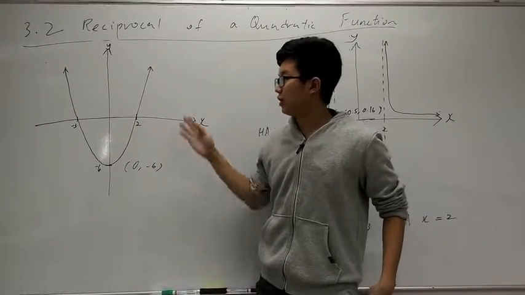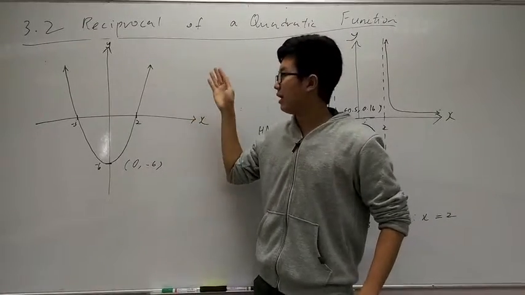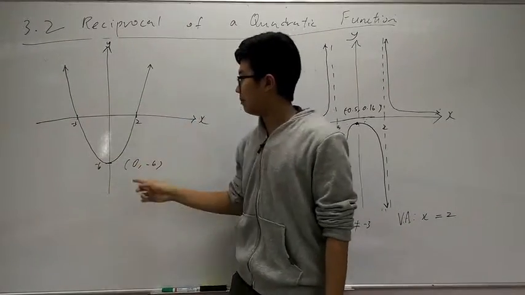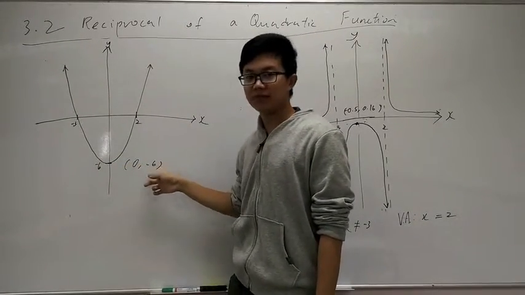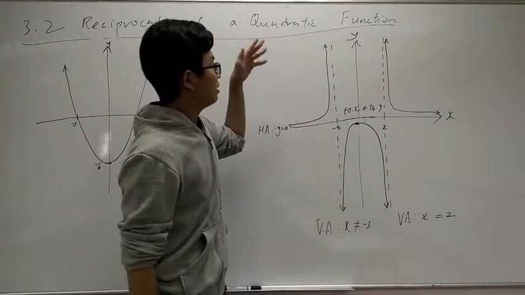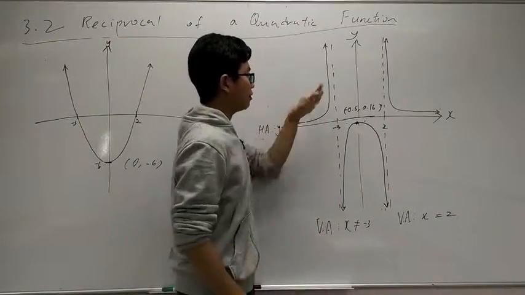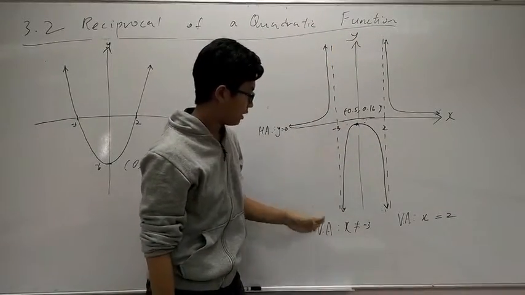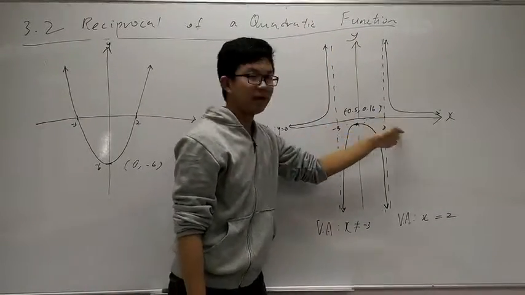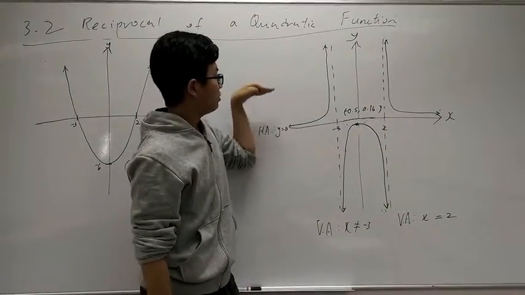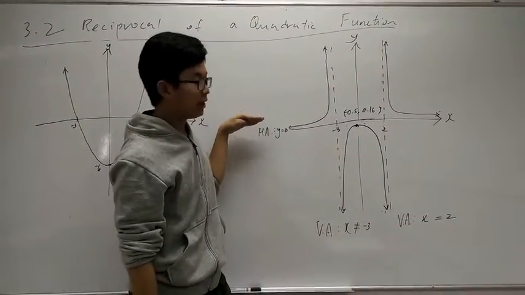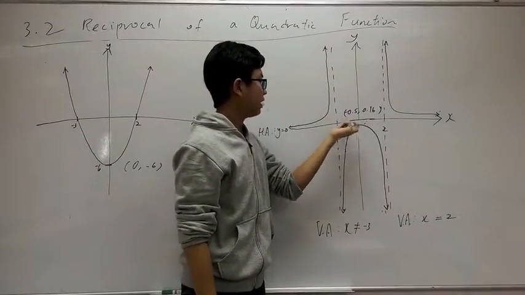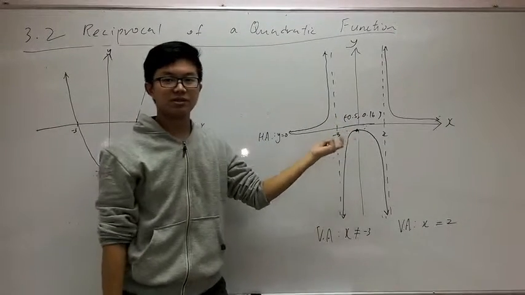This is the graph of the original function, f(x) = (x + 3)(x - 2). As you can see, this is how the graph looks, and the minimum point is (0, -6). For the reciprocal graph, this is how it looks, and you can see that there are two zeros. So there are two vertical asymptotes, which are x = -3 and x = 2, and the horizontal asymptote will be y = 0. And the local maximum point of this graph would be (-0.5, 0.16).